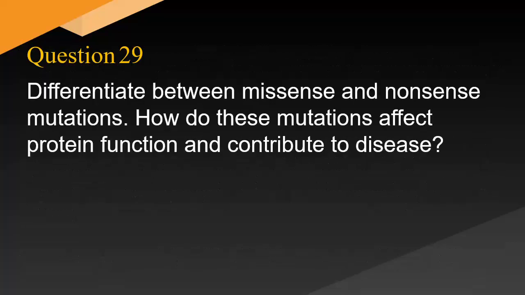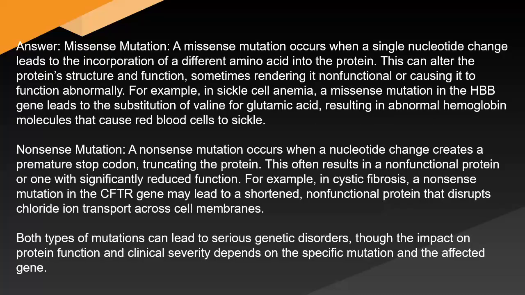Differentiate between missense and nonsense mutations. How do these mutations affect protein function and contribute to disease? Answer: missense mutation. A missense mutation occurs when a single nucleotide change leads to the incorporation of a different amino acid into the protein. This can alter the protein's structure and function, sometimes rendering it non-functional or causing it to function abnormally. For example, in sickle cell anemia, a missense mutation in the HBB gene leads to the substitution of valine for glutamic acid, resulting in abnormal hemoglobin molecules that cause red blood cells to sickle.